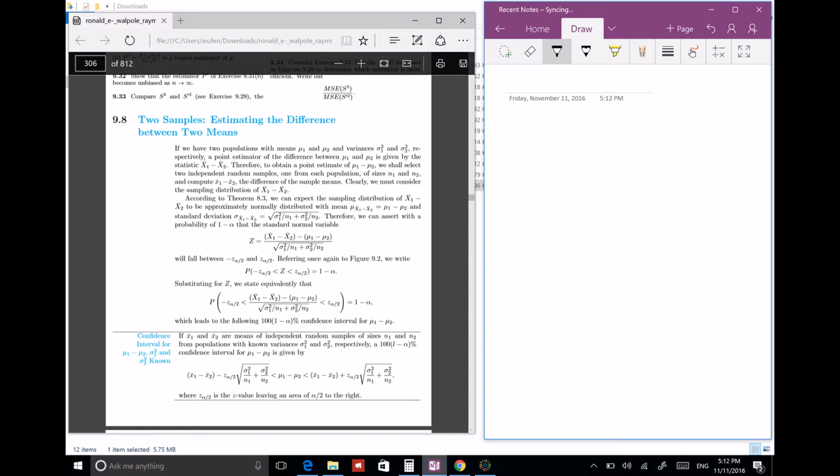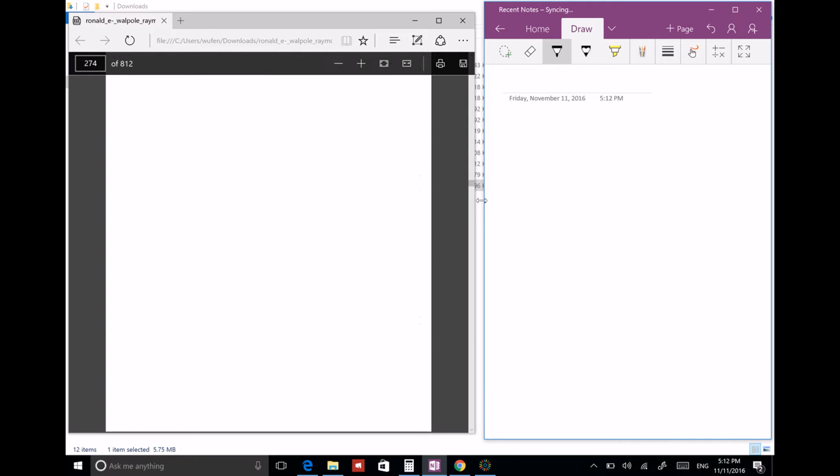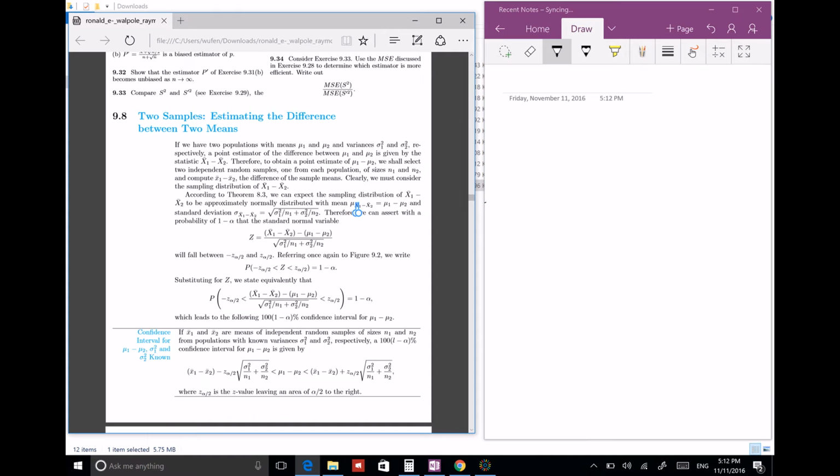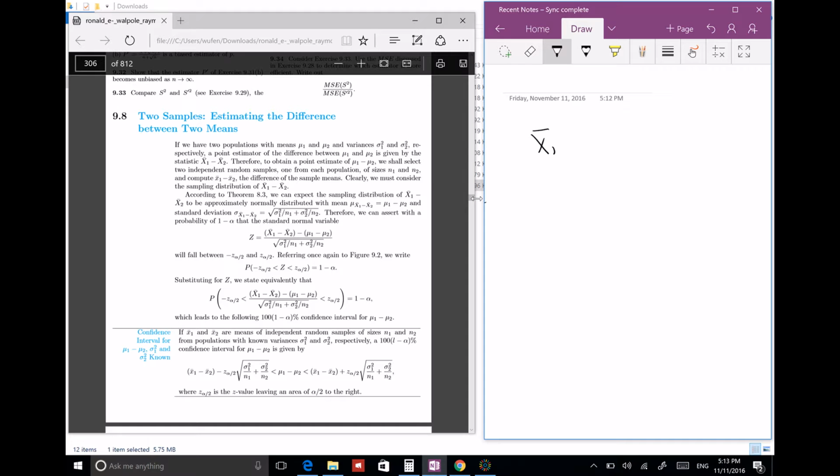In the first lesson, we looked at estimating one mean value. Right now it's two means. So what do we do if we have two samples, x1 and x2? Okay, if x1 and x2 are means of independent random variables of size n1 and n2.